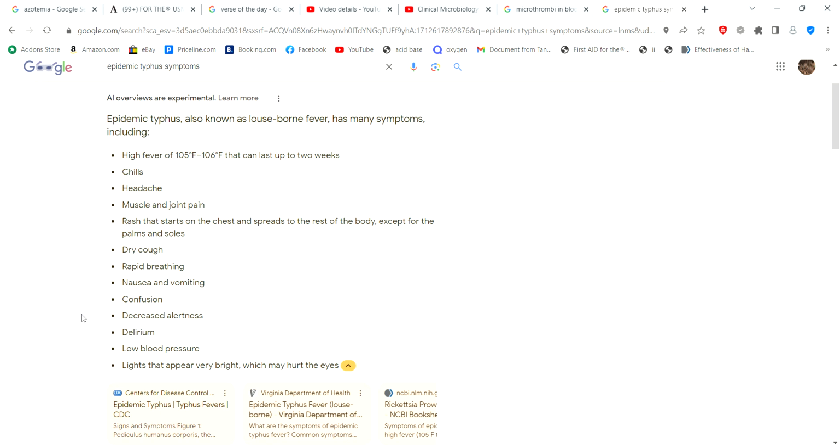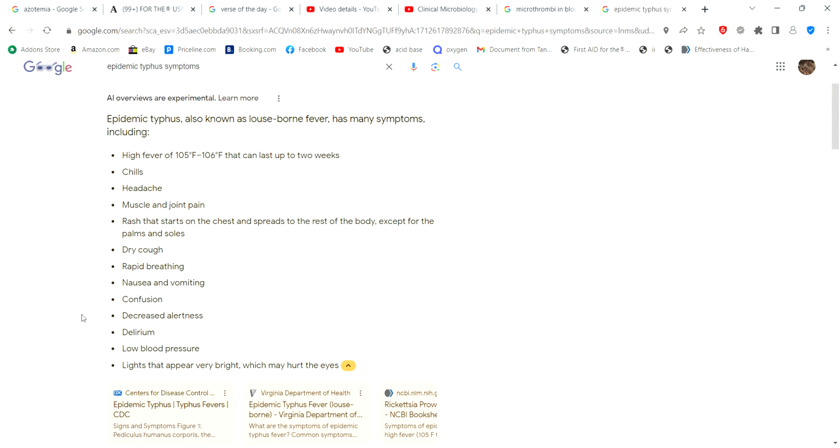Rash that starts on the chest and spreads to the rest of the body except for the palms and soles. Okay.